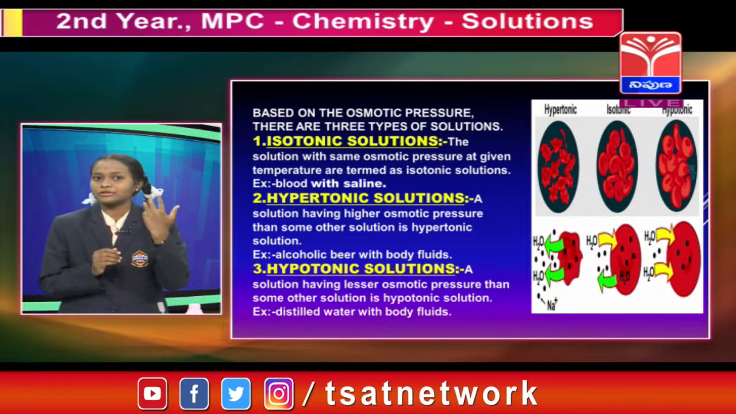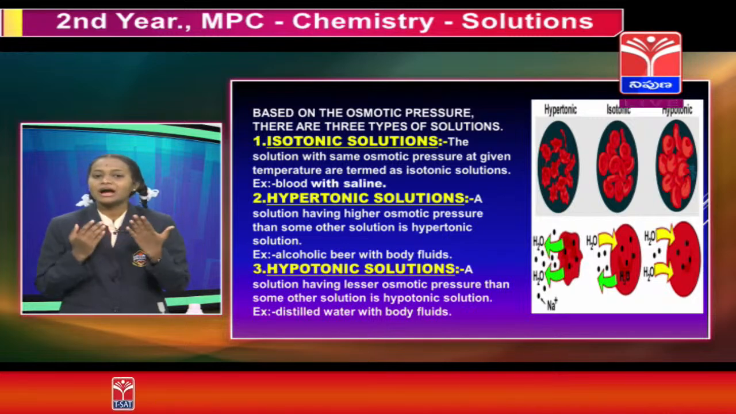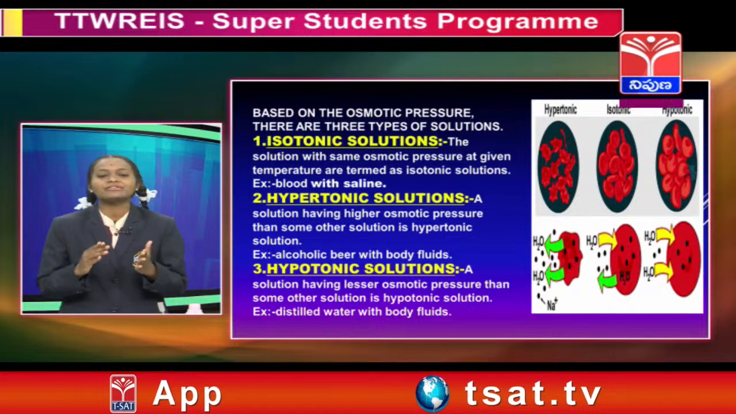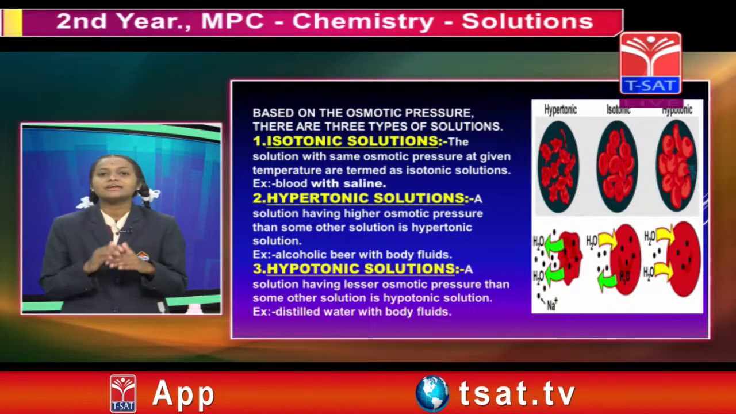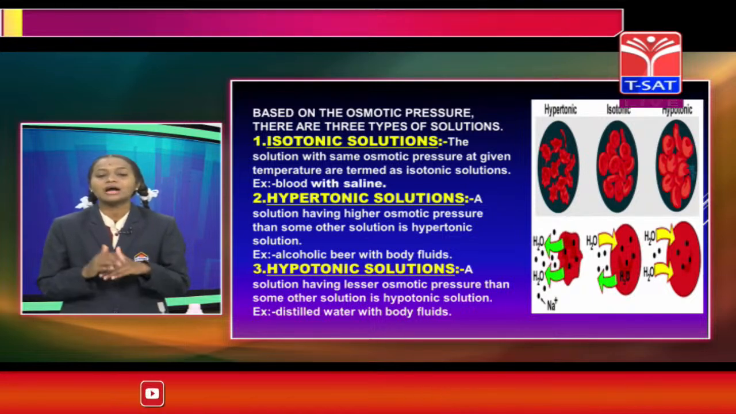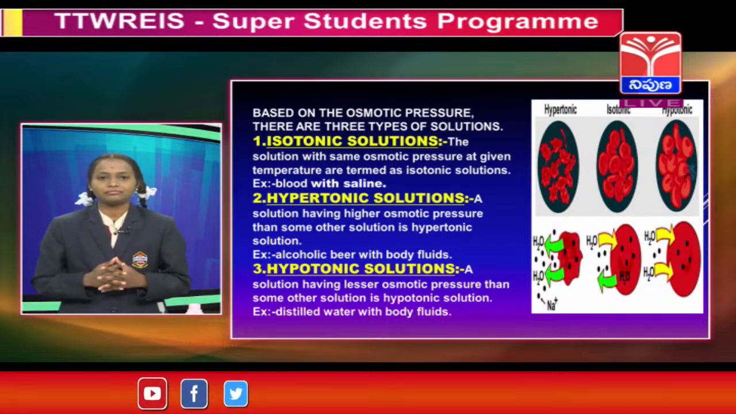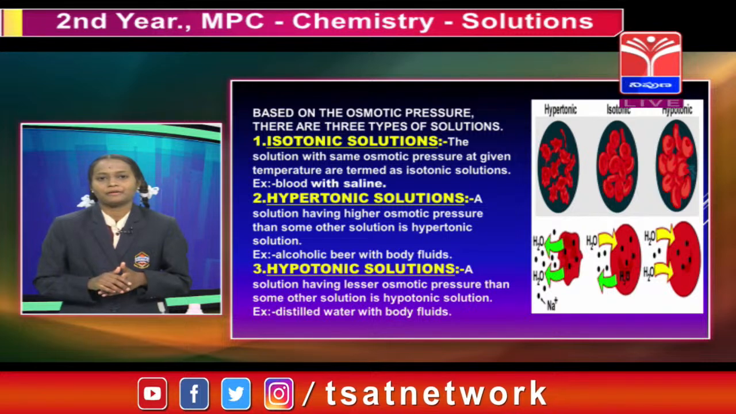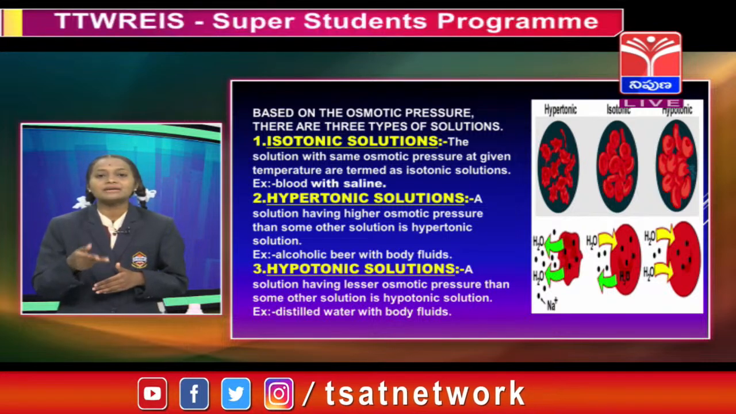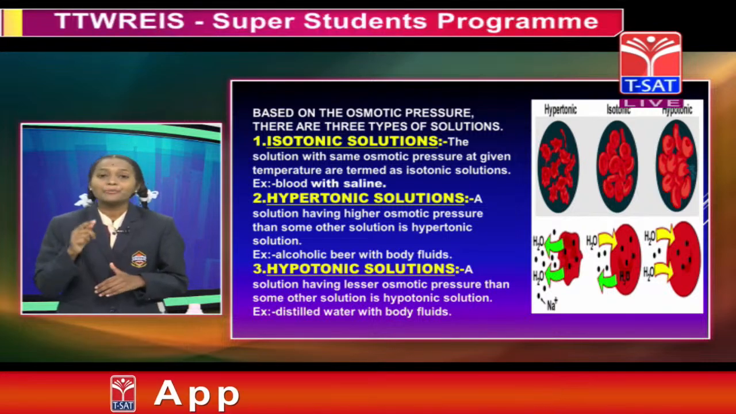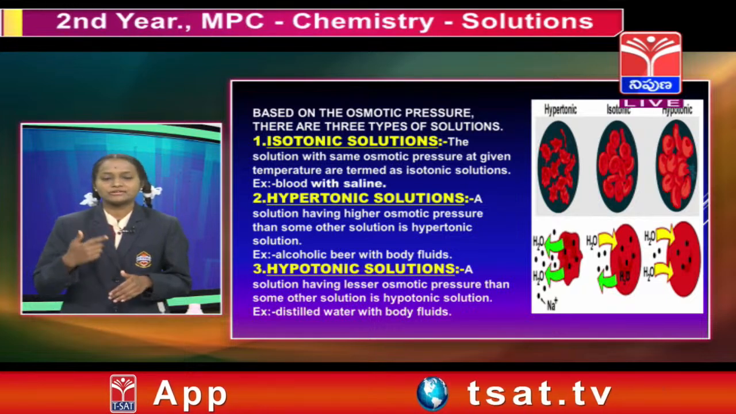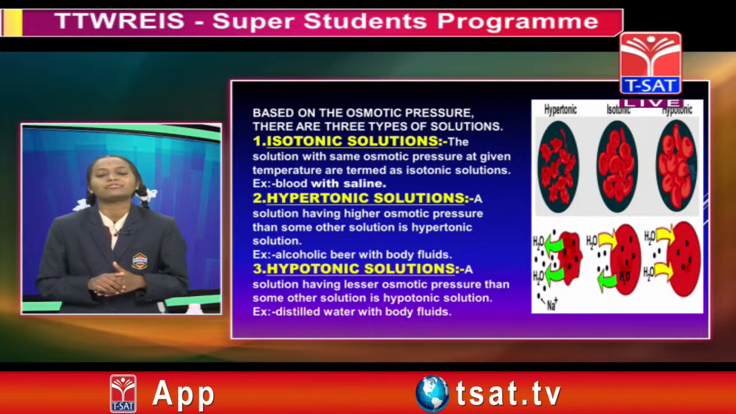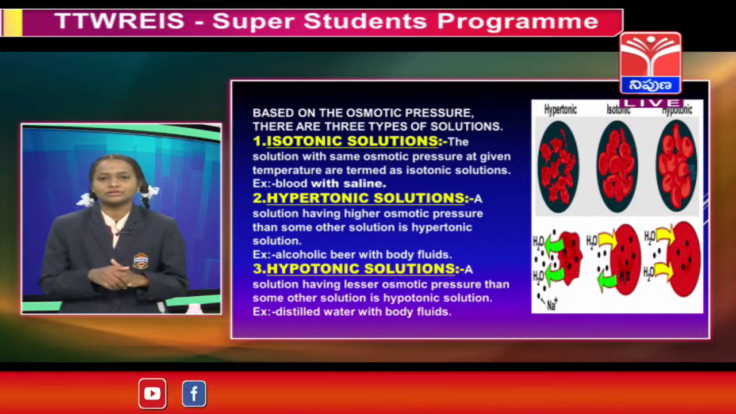In hypertonic solutions, hyper means high, having higher osmotic pressure. A solution having higher osmotic pressure than some other solution is a hypertonic solution. If you are drinking alcoholic beer, the beer has a higher osmotic pressure compared with the body fluids. So alcoholic beer with body fluid is the best example for hypertonic solutions.